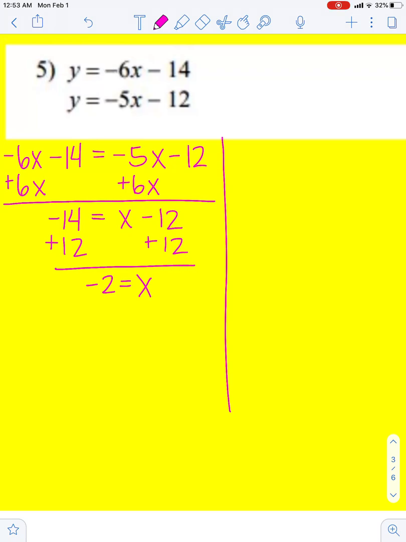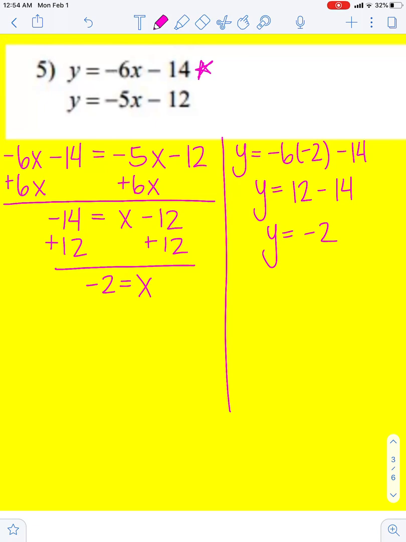So now I'm just going to plug that into this equation right here. So I'll have y is equal to negative 6 times x, which in this case is negative 2, minus 14. So this is going to be y is equal to 12 minus 14, or y is equal to negative 2. So here, x is negative 2 and y is negative 2. So we have the point negative 2, comma, negative 2.